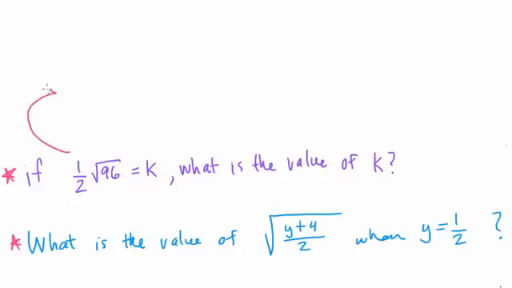Well, I'm going to rewrite this so I just remember that what I'm doing is finding radical 96, whatever that is, and then multiplying that result by 1/2. That's the order in which I'm going to do this. So how would I do that? Well, I'm going to take the prime factorization of 96, right? So I know 2 times 48 is 96, right? And 2 is prime. So I'm going to find all those prime factors.